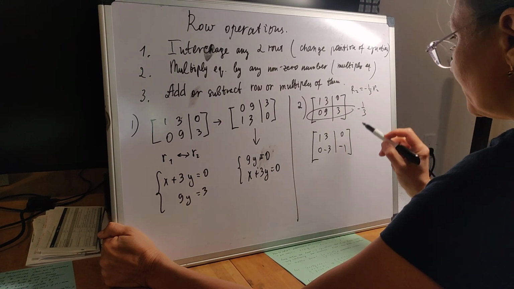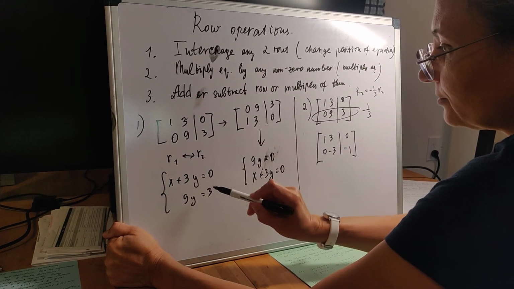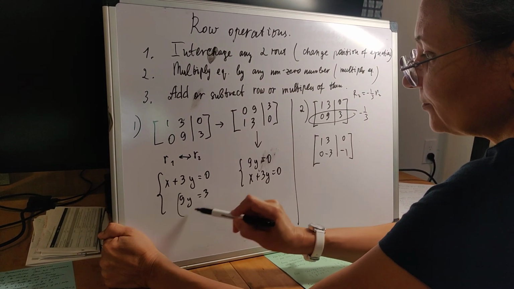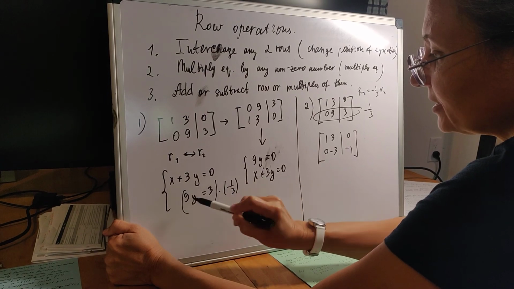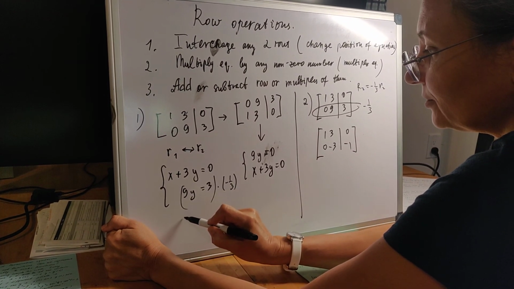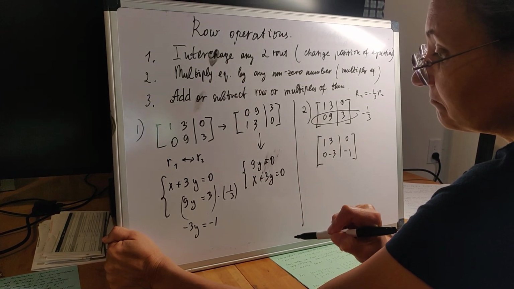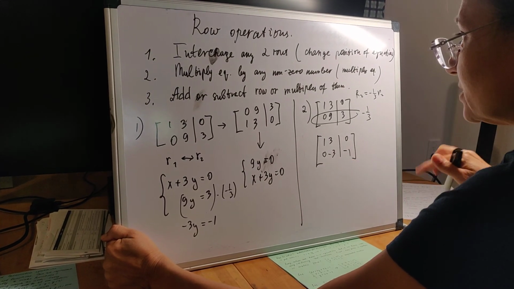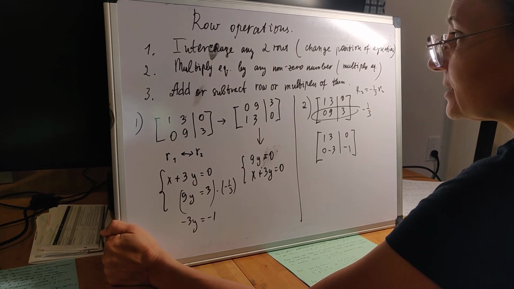Well, I did my operation. On a system of equations, how is it going to look? Well, it's going to look like I took this equation and multiplied it by negative 1 over 3 on the right side and on the left side. And I got the equation minus 3y equal to negative 1, which is exactly the same. So basically row operations are just what we were doing before with equations.